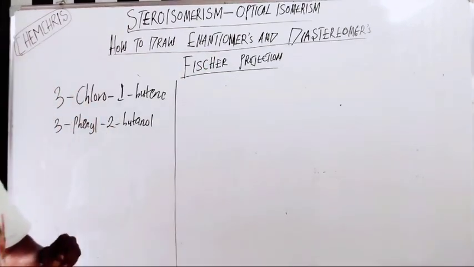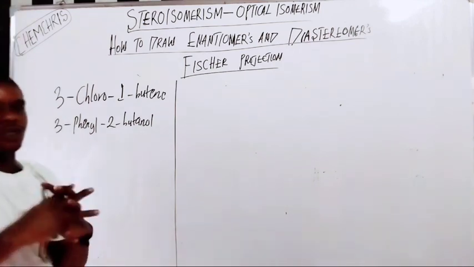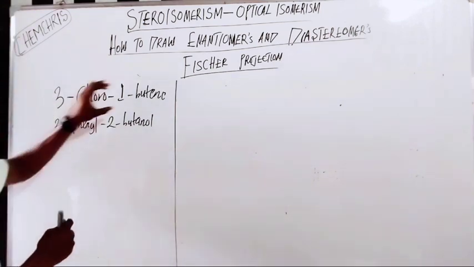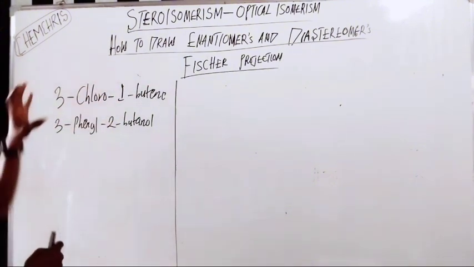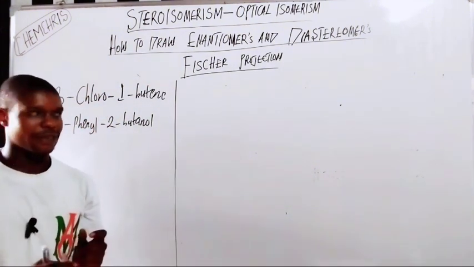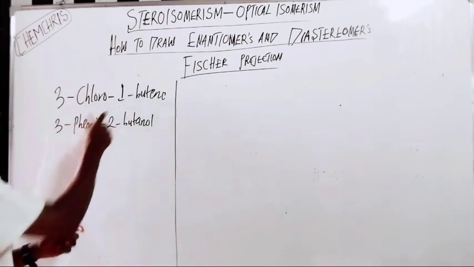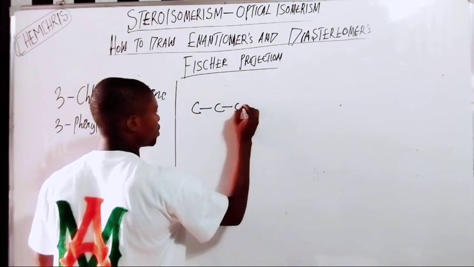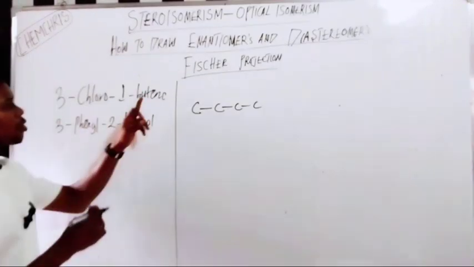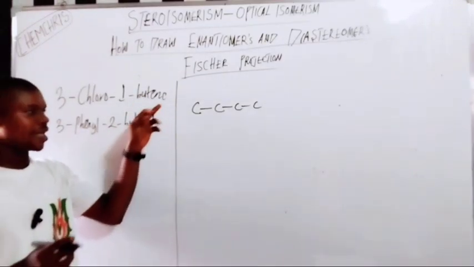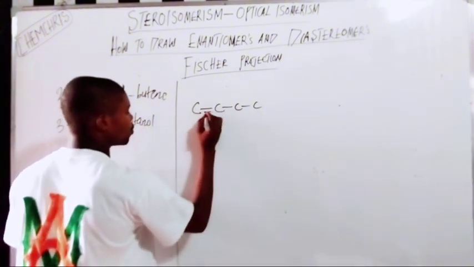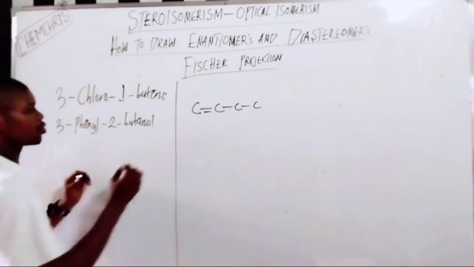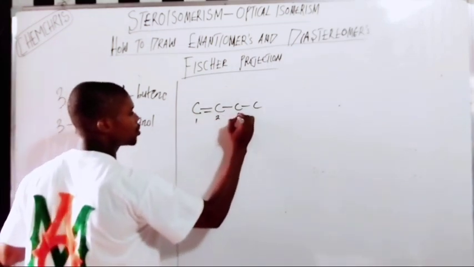Now, another thing I want to show here, please pay close attention. Remember, I told you that I want to show you how to draw enantiomers. So let's draw the structure of this one here and check the number of possible stereoisomers. You have 2-chloro-1-butene, which is going to be 1, 2, 3, 4. Butene means there's a double bond here, at carbon 1.